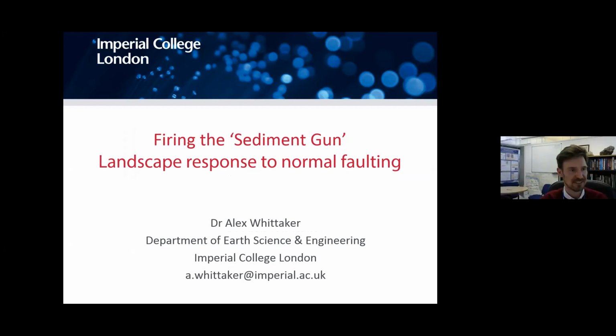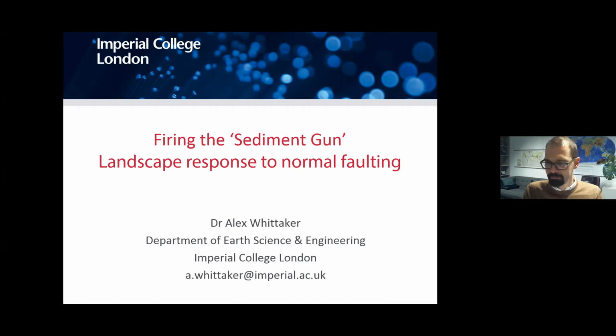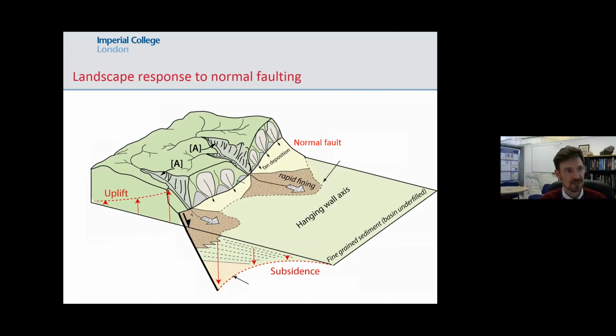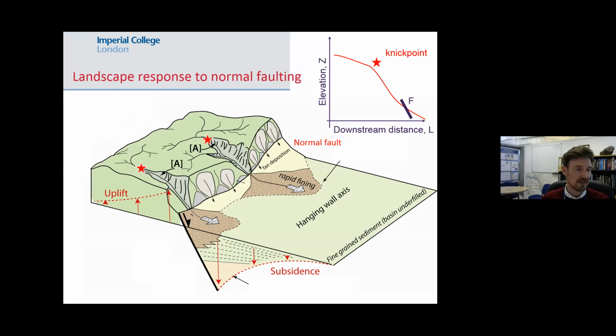So I'm going to talk about landscape response to normal faulting, and in particular firing the sediment gun. There's been a lot of work, I would say, in the last 15 years in terms of understanding landscape response to normal faulting. So for instance, in response to, let's say, a normal fault such as this one that might initiate, or for example, change its rate due to fault growth and interaction, we now know that the fluvial networks that detect that change in slip rate respond by basically generating a nick point that propagates up through the catchment over time.